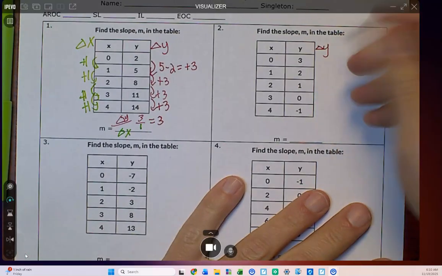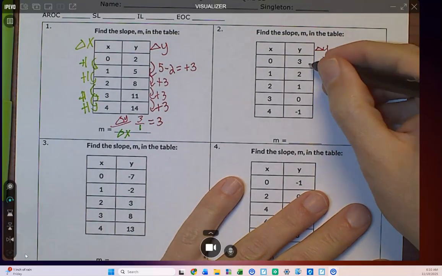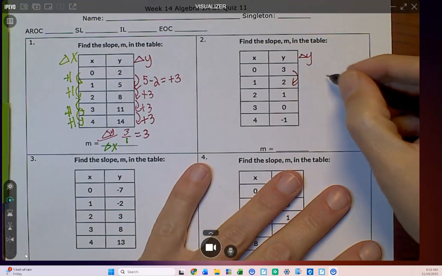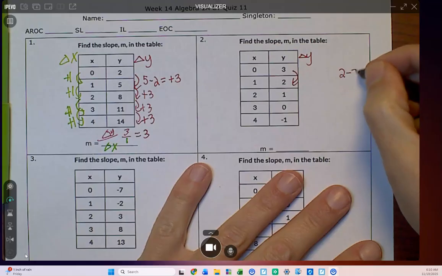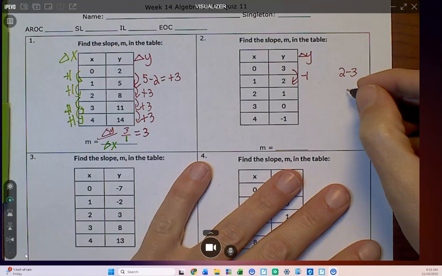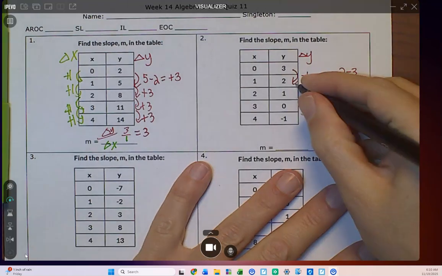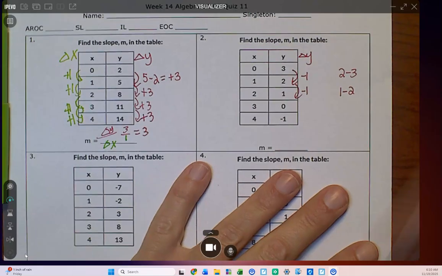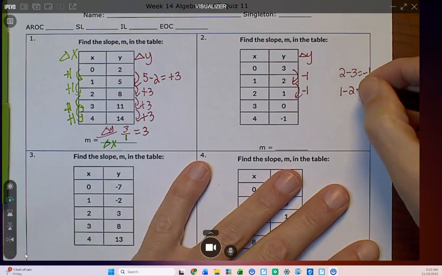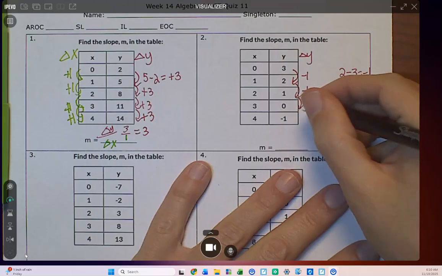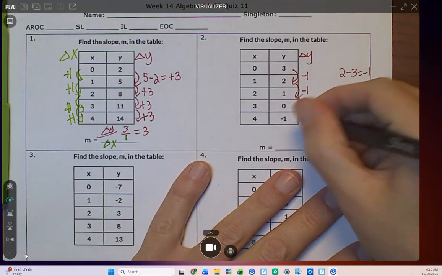the change in y here, if I want to know how much 3 changed when it went to 2, I could do 2 minus 3, which is negative 1. I could do 1 minus 2, and you can see that dropped 1. So 1 dropped down 1 to get to 0. 0 dropped down 1.